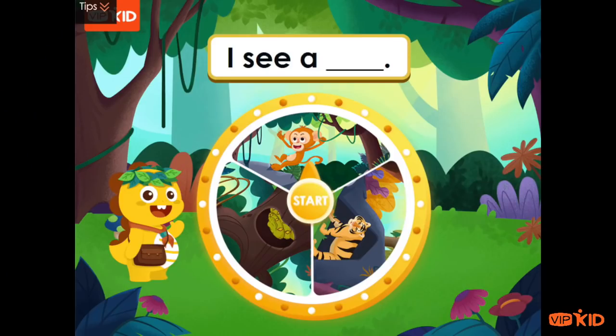The spinner game you see is very engaging, but we need to ensure that we are getting ample student output. The goal of this slide is for the student to say, I see a, and name the animal they see. To scaffold down here, you may need to give TPR or animal sounds to support the vocabulary word.